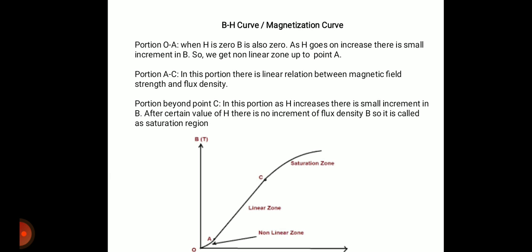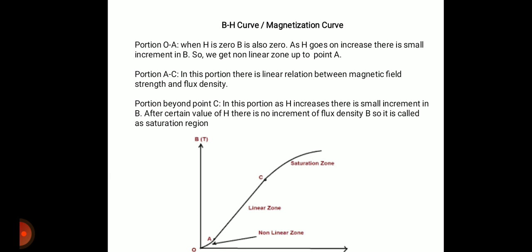Then the BH curve. You can see the graph of H versus B, or magnetic field strength versus magnetic flux density, which is called the BH curve or the magnetization curve. H is plotted on the x-axis and B is plotted on the y-axis. So it is the graph of H versus B, or B versus H, which is called the BH curve or the magnetization curve.